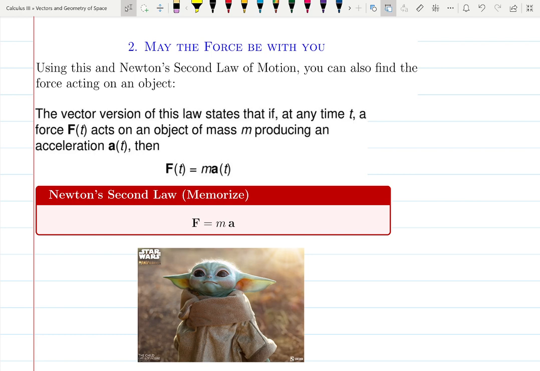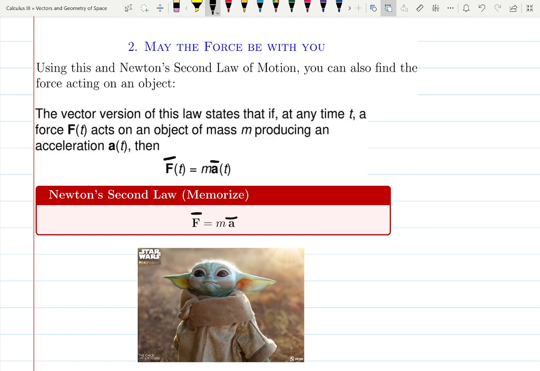Using Newton's second law of motion, you can also find the force acting on an object. F equals m times a. The vector version of this law states that if at any time t, a force F acts on an object of mass m, producing an acceleration a, then F(t) equals m times a. This is what is going to be on the exam.